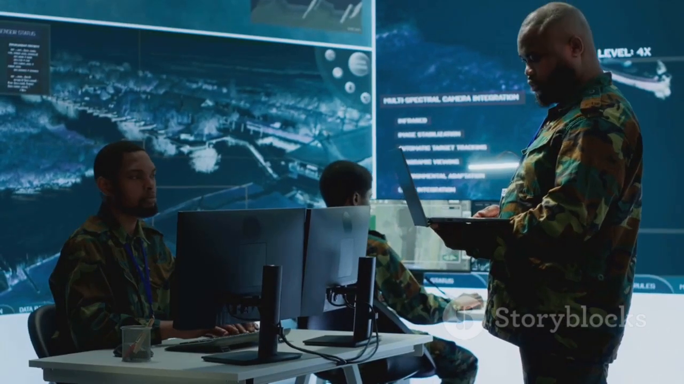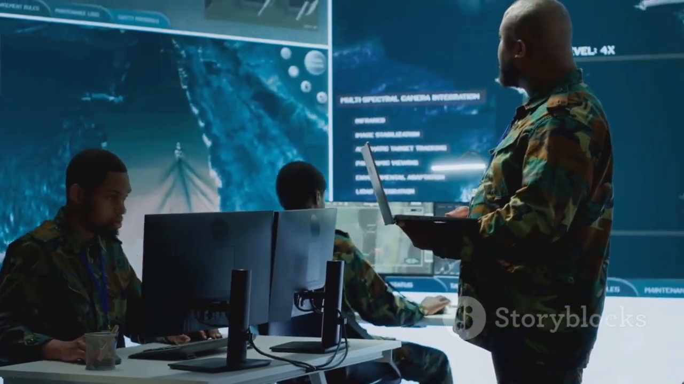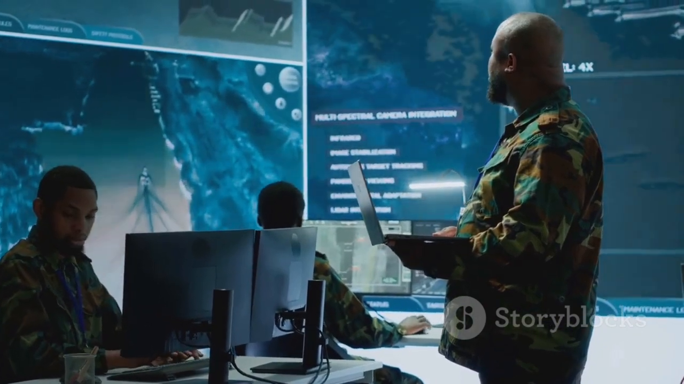By embracing these emerging trends and adapting to the evolving threat landscape, organizations can stay ahead of attackers and build more secure software for the future.